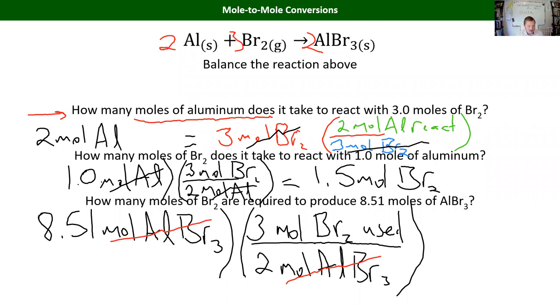Moles of aluminum bromide cancel out, and we're left with moles of bromine. And we can add these descriptive terms like used or produced just based on whether something is a reactant or a product. If it's a reactant, it's being used up, or you need it to make a certain amount. If it's a product, then that's how much you're making. So in this case, we'd wind up dividing by 2, multiplying by 3, and we'd get something like 12.75.